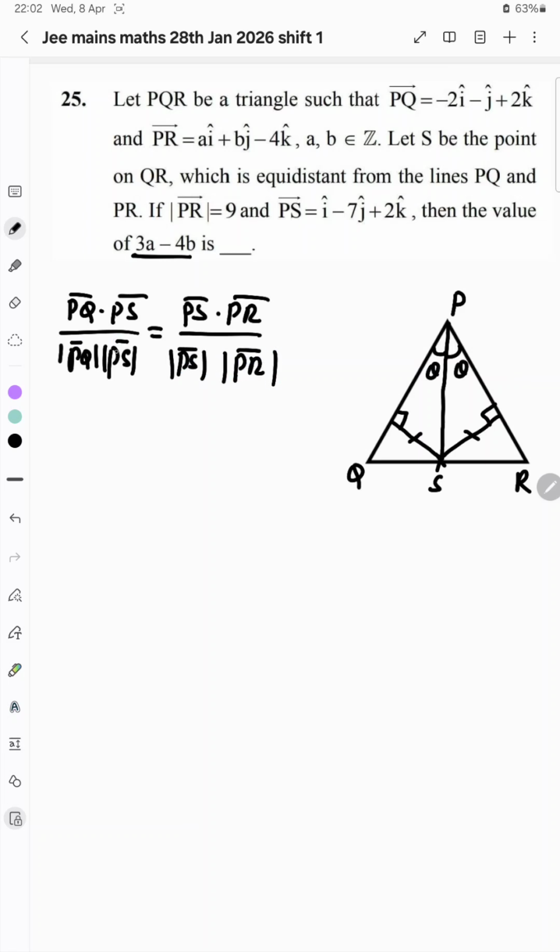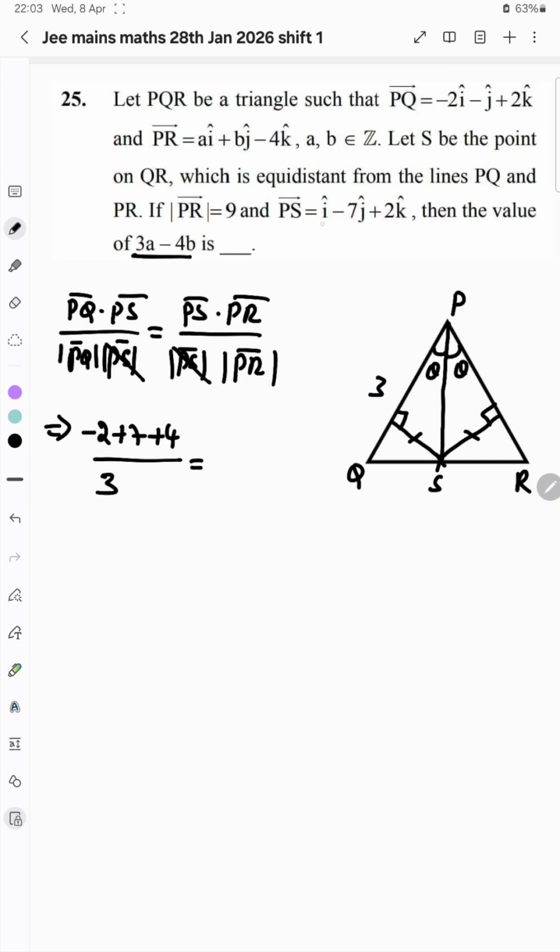Now we can cancel the magnitude of PS. Next, PQ dot PS means the dot product of these two: minus 2 into 1 is minus 2, next minus 1 into minus 7 is plus 7, 2 into 2 is 4, divided by magnitude of PQ. Magnitude of PQ is root over 2 square, 4, plus 1, plus 4, root 9, which means 3. So magnitude of PQ is 3, and this is equal to PS dot PR.